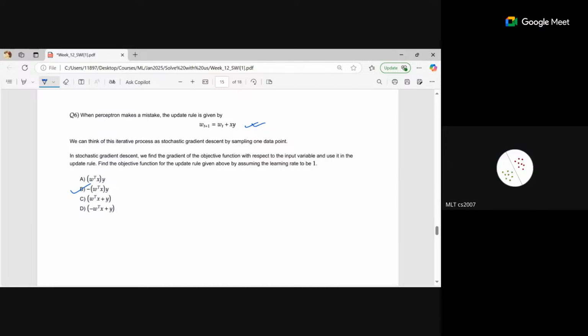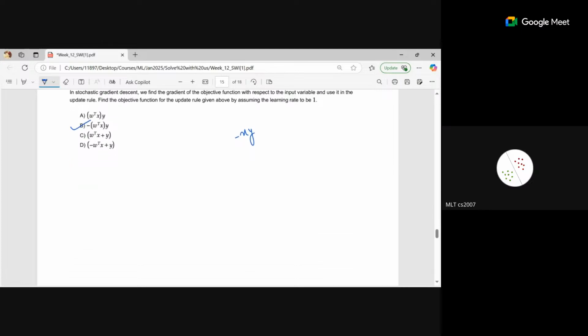Why do you think this should be the answer? You take the gradient of this function with respect to W, it will be minus xy, and you apply gradient descent to that. You will get the same function, that is the corrected perceptron equation, which is the first one. Yeah, which is right.